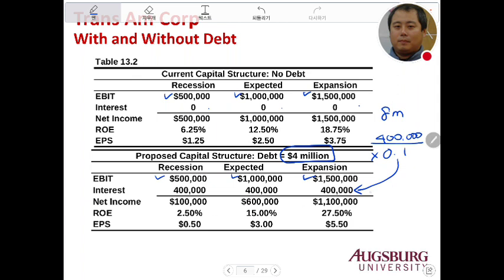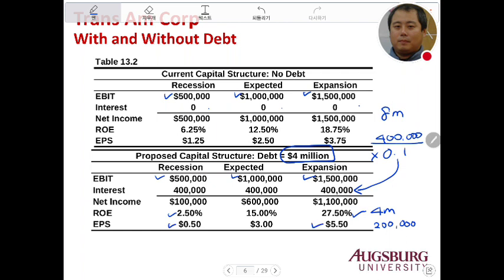Then calculate the ROE. Now equity is 4 million. So instead of 8 million, we divide by 4 million. Then it's from 2.5% to 27.5%. For EPS, now we use the 200,000 number of shares outstanding as a denominator. And it's basically the net income divided by this 200,000. Then it's from 50 cents to $5.50.